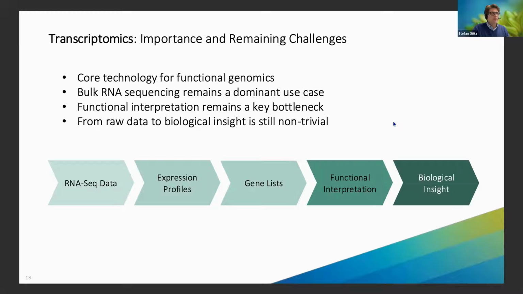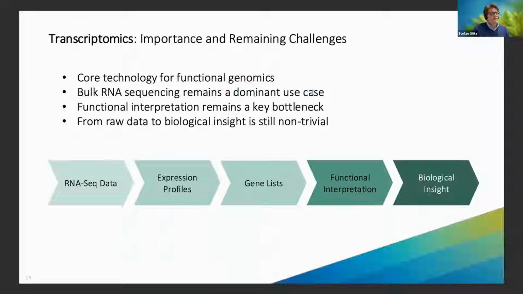because transcriptomics is what we'll be covering here today. You know very well what this is, so it's just a reminder. Normally you have RNA-Seq data, you find expression profiles, which gives you gene lists. You want to go into the functional interpretation, and that gives you the biological insights. So even though we have now spatial, single cell and long reads and other things, I think transcriptomics is still the core technology for bulk RNA, especially the core technology for functional genomics. So it remains definitely the dominant use case here.